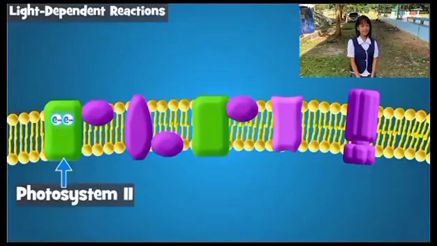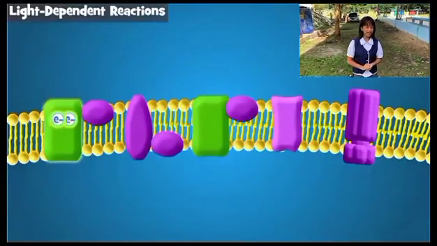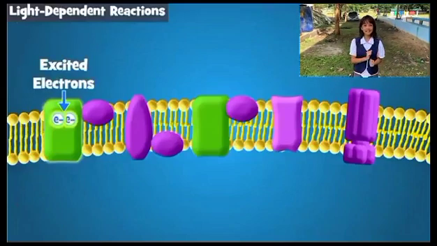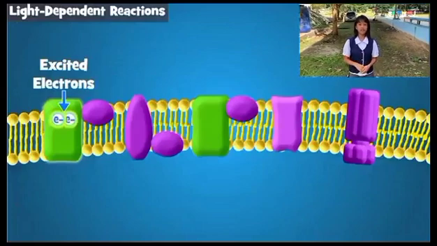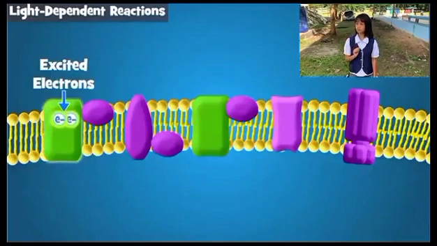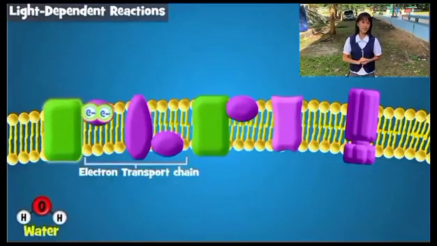Let's start with photosystem 2. When the photosystem absorbs light, the electrons in chlorophyll get excited and gain energy. These high-energy electrons leave chlorophyll and go along something called the electron transport chain. But chlorophyll needs to replace its lost electrons.